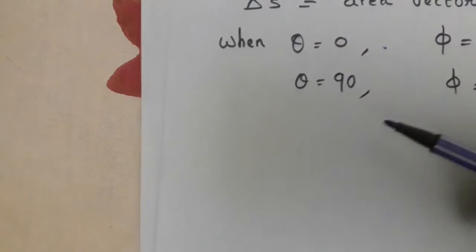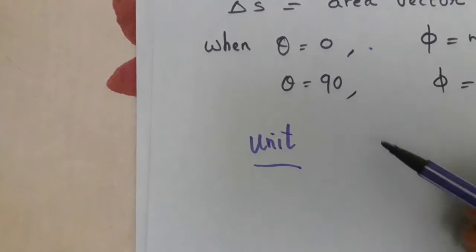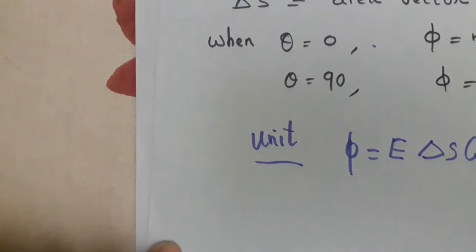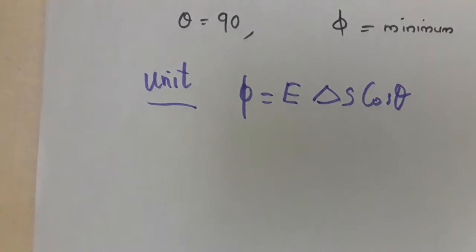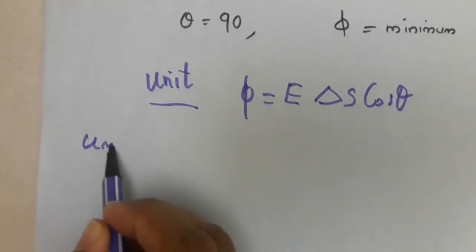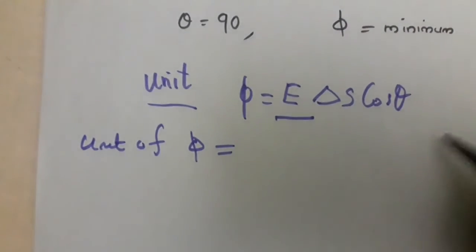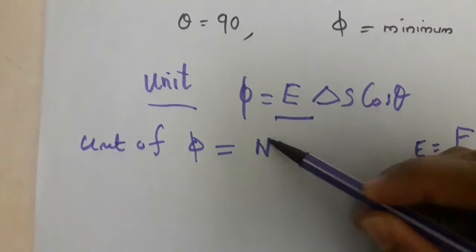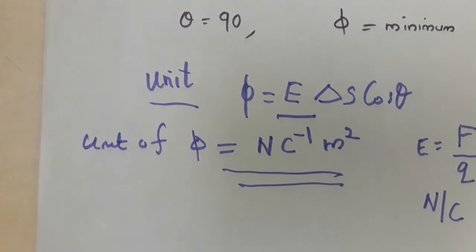Now to know the unit of flux. How can we find the unit of flux? Flux is E delta S cos theta. The unit of E: E is equal to F divided by Q, so the unit of E is Newton per Coulomb. So Newton Coulomb raised to -1 into meter square will give the unit of flux.